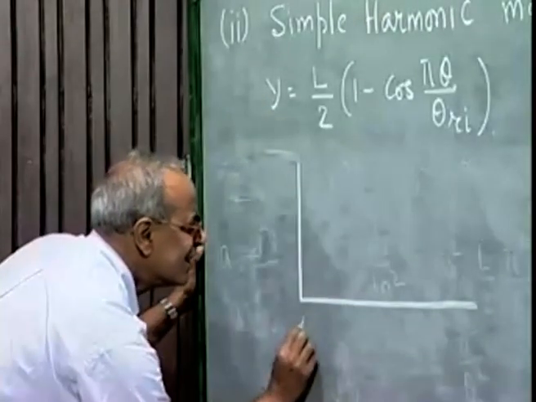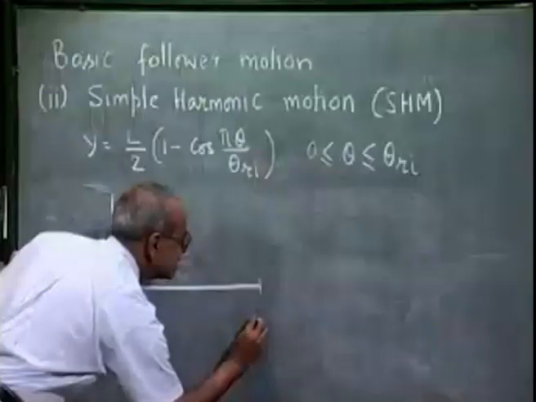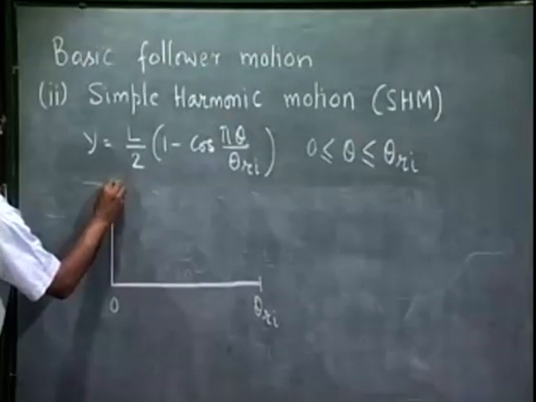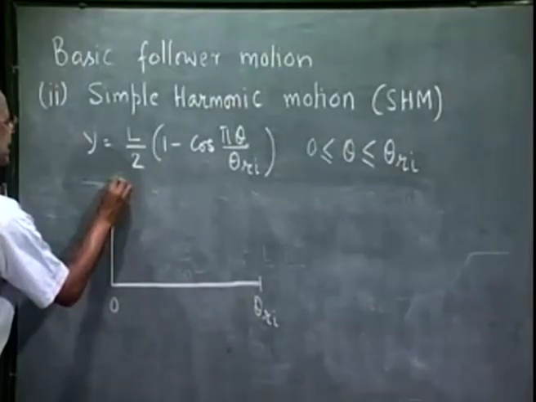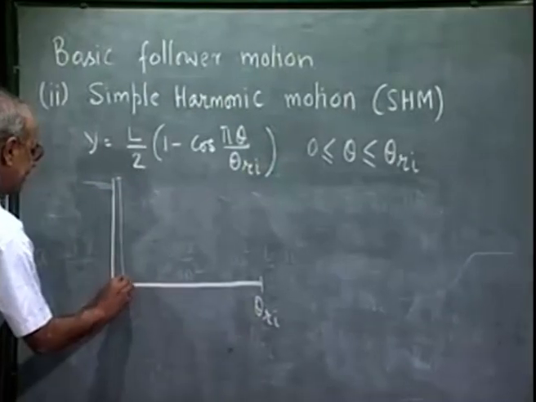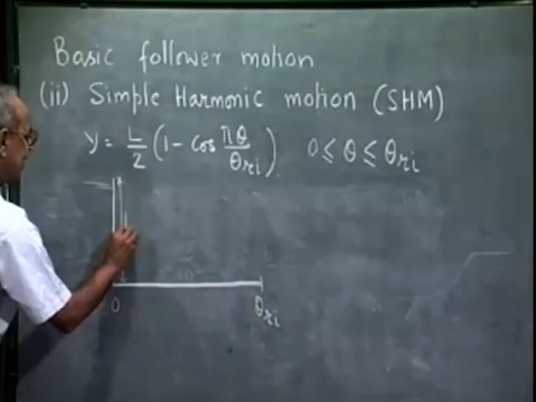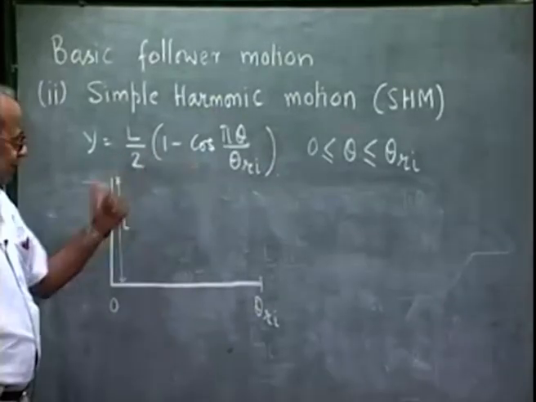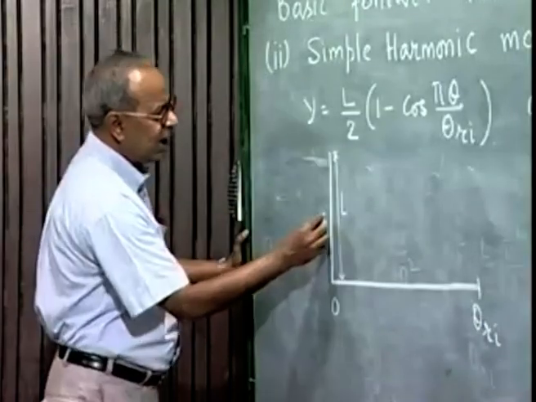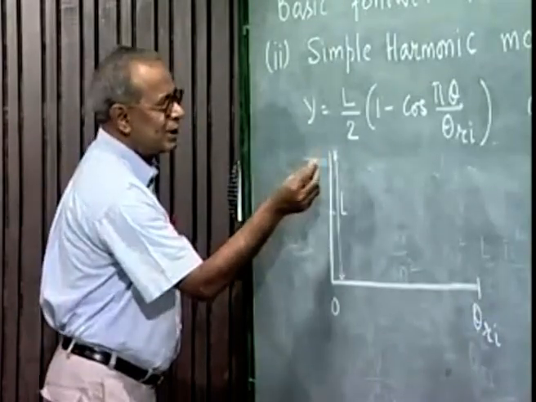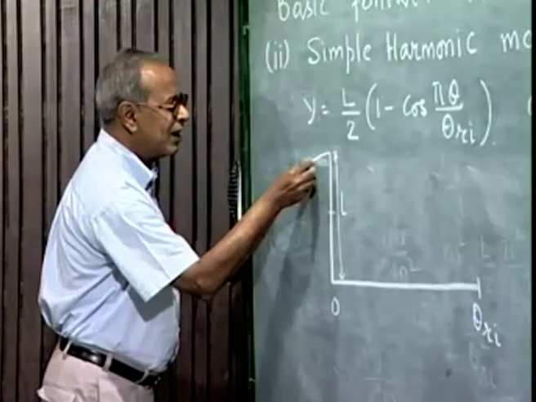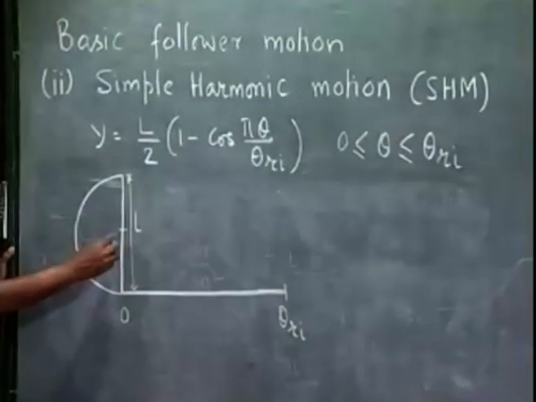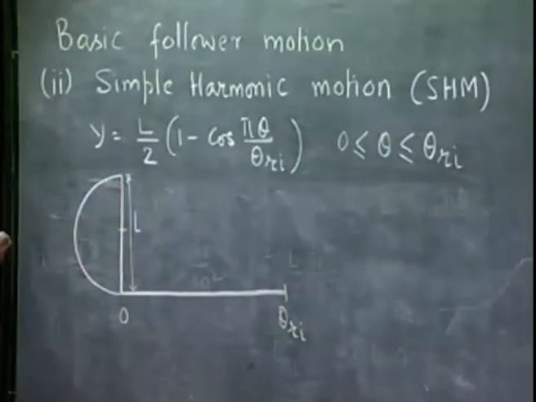This is say theta equal to 0, and this is theta equal to theta Ri. This is the lift of the cam, L. So, to express this equation geometrically, we draw a semicircle with L as diameter. We draw a semicircle with this lift of the cam as diameter.